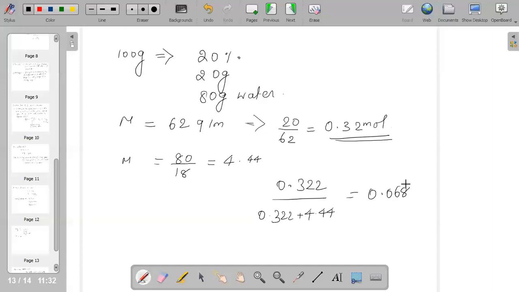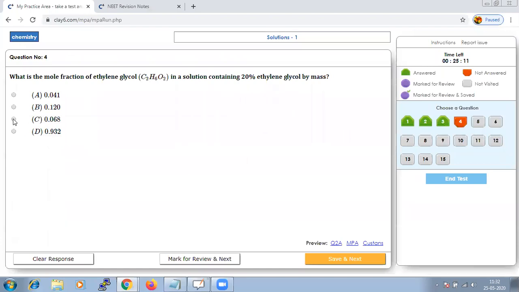So let us see that. Yes, option C should be the right answer. Let us save that and go to next.